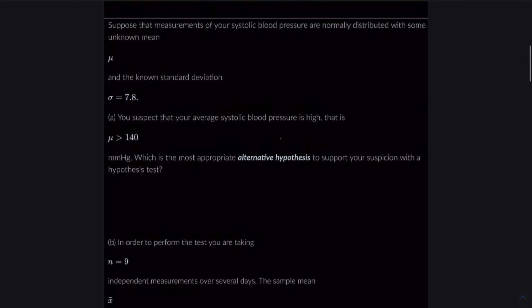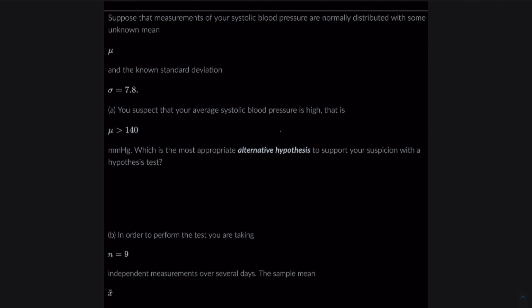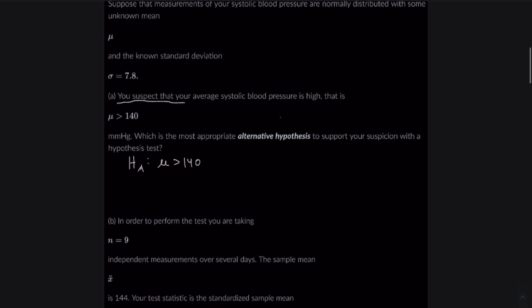So remember, our HA is our alternative hypothesis, and that is what we think is happening. Since it says you suspect that your blood pressure is high, that means mu is greater than 140. So our alternative hypothesis would be mu is greater than 140. So that one's pretty straightforward.